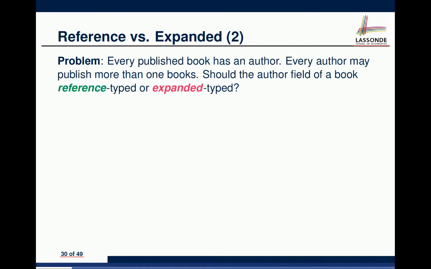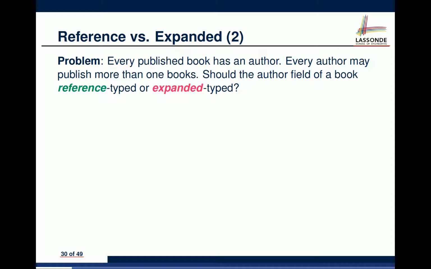A question for you. Let's say we have the following problem. Every published book has an author, let's say a single-author book. Maybe you have multiple authors, but it doesn't matter, for simplicity. Every author may publish more than one book. Should the author field of a book be reference type or expanded type? It's an open-ended problem, so either reference type or expanded type is acceptable as long as you can justify it for your particular need. But I would like to hear the justification.